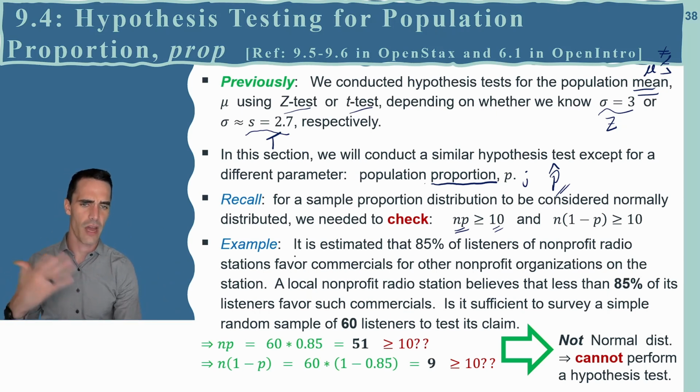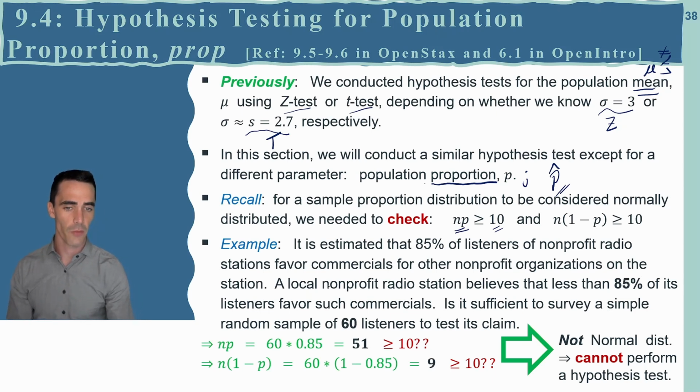Let's look at an example to drive the conversation. It is estimated that 85% of listeners of nonprofit radio stations favor commercials for other nonprofit organizations on the station. A local nonprofit radio station believes that it's actually less than 85% of its listeners favor such commercials. Is it sufficient to survey a simple random sample of 60 listeners to test this claim?